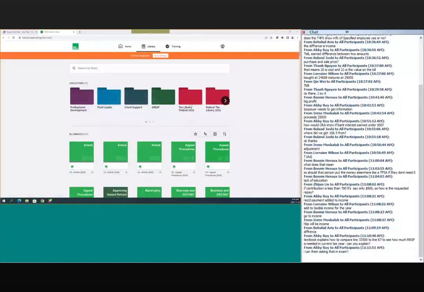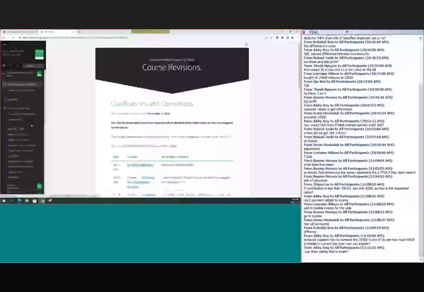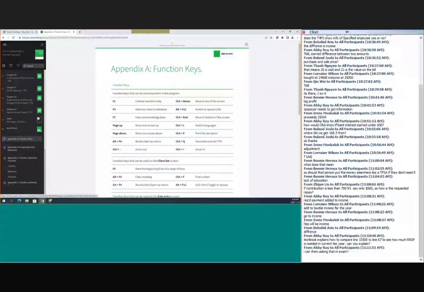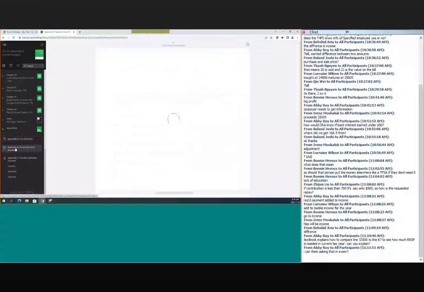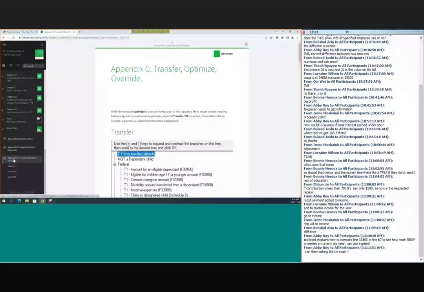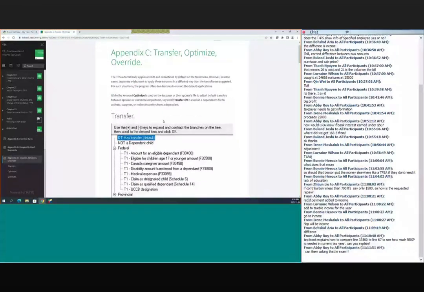All right, so I'm going to go to Tax Library here, and let's go to our Fundamentals textbook. And we're going to go into appendixes. So go to your appendixes, and I'm going to show you that we have the function keys there, we have frequently used keywords, but we have Appendix C, transfers, optimize, override. So this basically explains to you how you go about doing transfers, optimize, override.